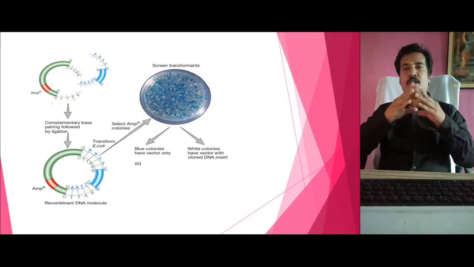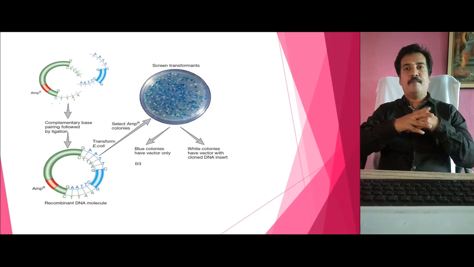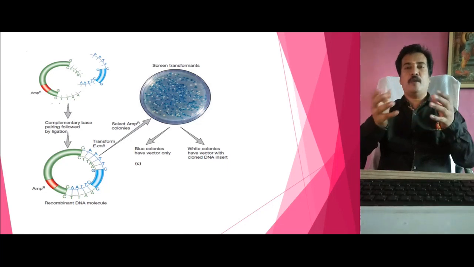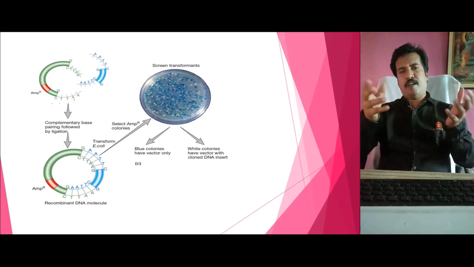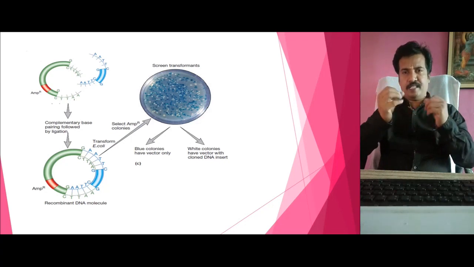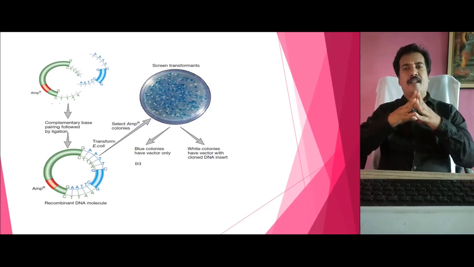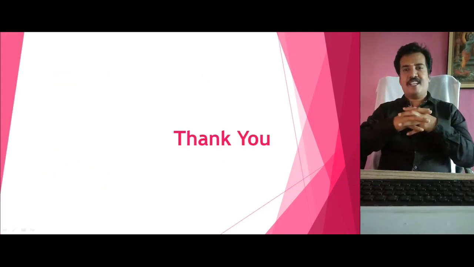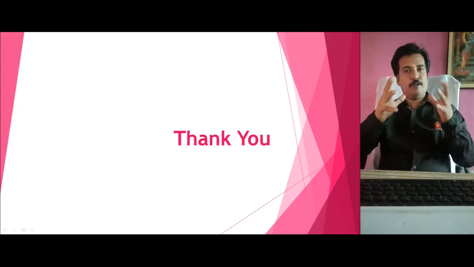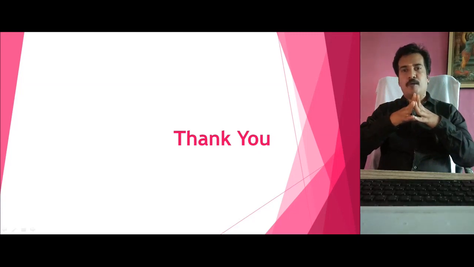So this white colony is isolated and cultivated so we can get the rDNA clone in large quantity. Later on, after cultivation, the plasmid DNA is isolated and purified, and that one is used. So pUC19, if it is an expression vector, can also be used as an expression vector. So this is all about the plasmid vector. I thank you very much for patiently listening to this lecture. This lecture will surely provide an insight about the plasmid vector.